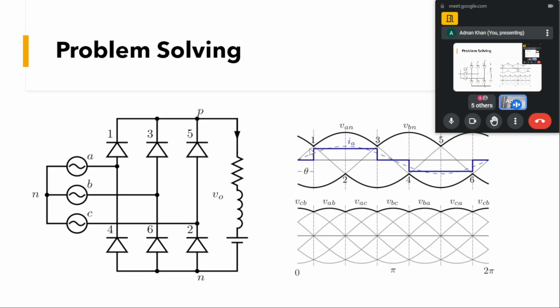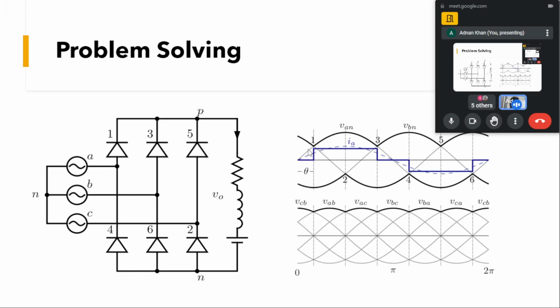Now we'll be talking about the current. This blue one, as we know from what has been given in the question, the output inductance is so high that the current is constant. Now we'll talk about the source current. Let us take phase A. When diode 1 is conducting, the source current for phase A will be positive, and when diode 4 is conducting, it will be negative.